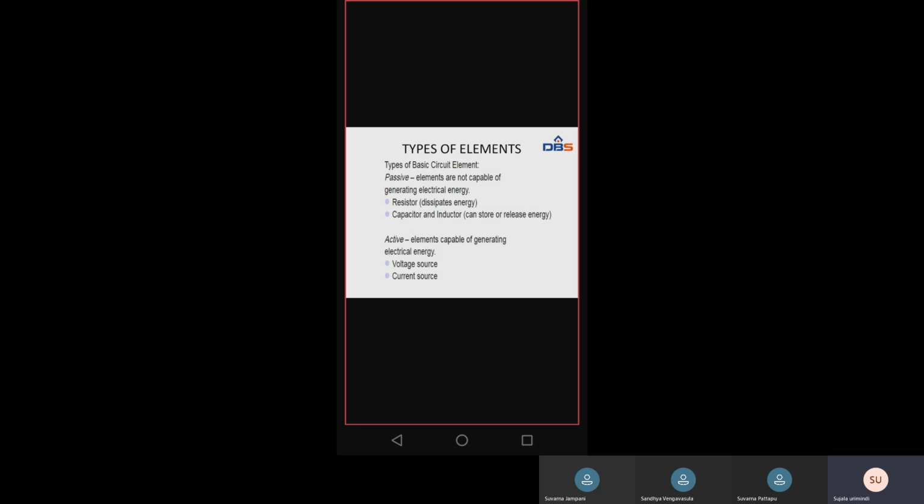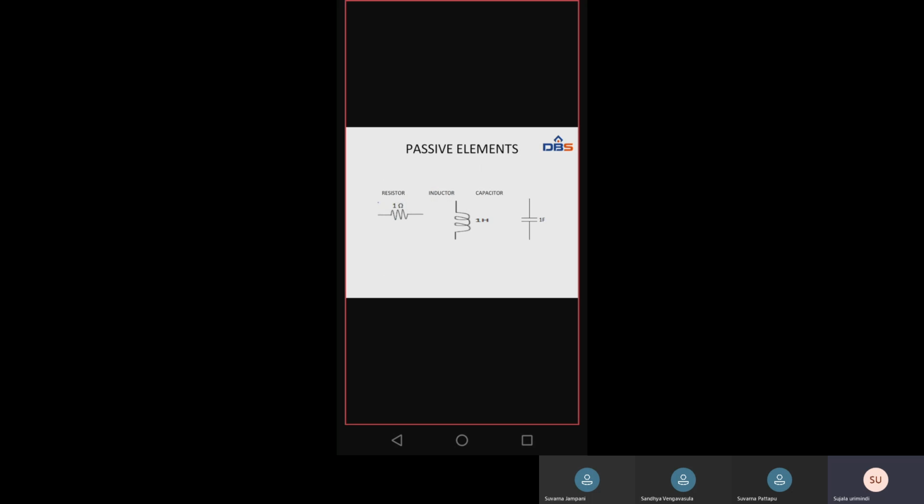The main thing to observe is that the resistor dissipates energy in the form of heat, but the inductor and capacitor store energy. The main behavior of the inductor is that it opposes the sudden change of current, but the capacitor opposes the sudden change of voltage. These are the different types of elements. These are the symbols of the resistor, the inductor and the capacitor. For the resistor the unit is the ohm, for the inductor it is the Henry, and for the capacitor it is the farad.